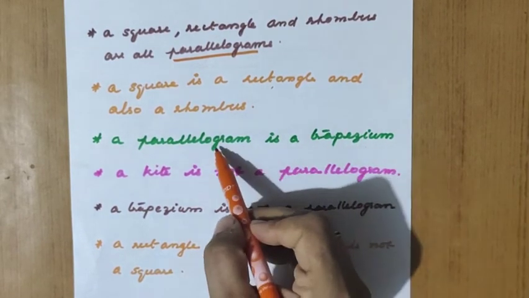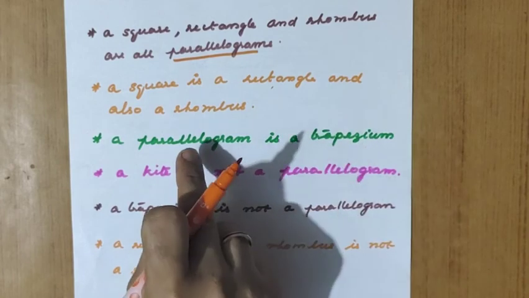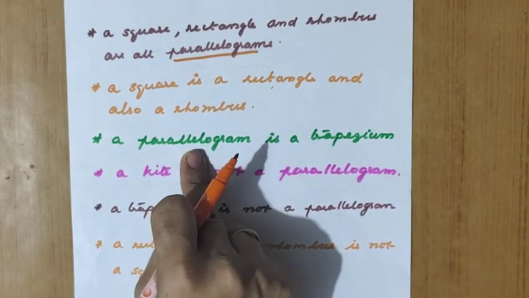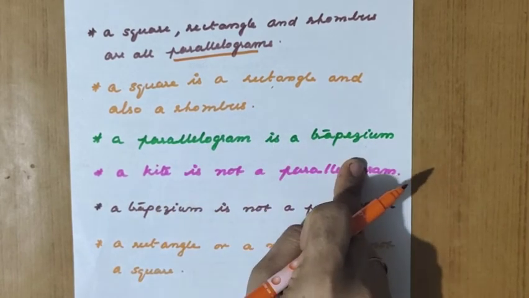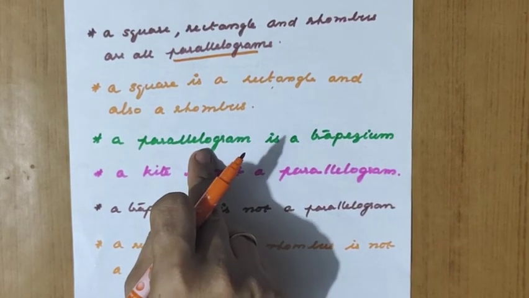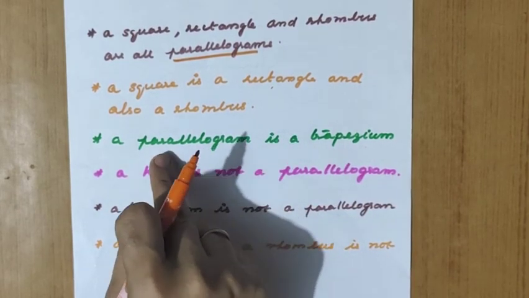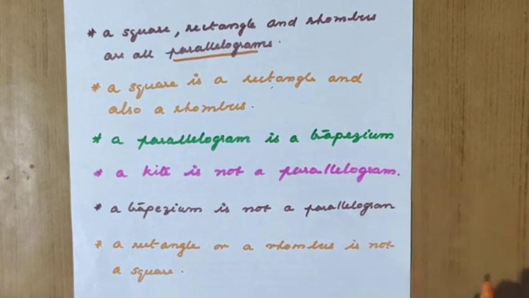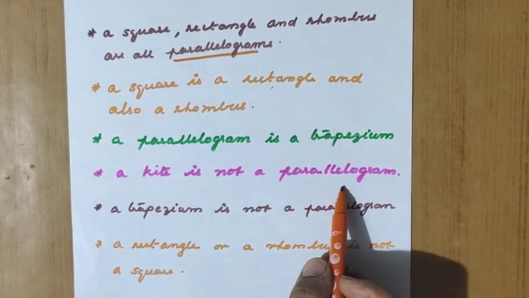A parallelogram is a trapezium. It is true. In a parallelogram, two pairs of opposite sides are parallel, whereas a trapezium needs only one pair. So one pair of opposite sides is already satisfied in the parallelogram. So a parallelogram is a trapezium. A kite is not a parallelogram.